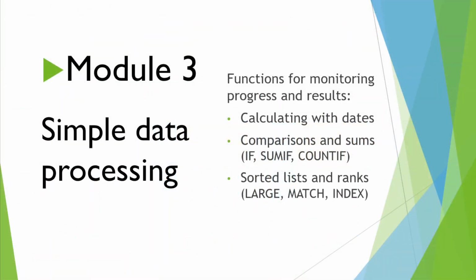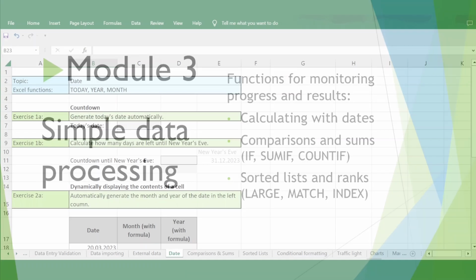Now that we've looked at some aspects regarding raw data entry, it is time for data processing to begin. In order to obtain the desired information regarding progress as well as results and impacts of a project, the entered data will be modified and recombined. In this module, number 3, we will introduce you to some of the most important Excel functions for obtaining information regarding progress, results, and project impact.